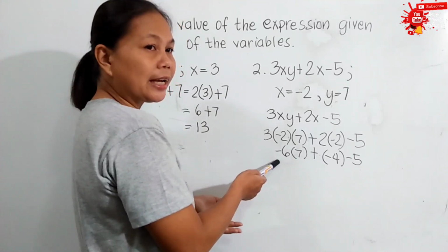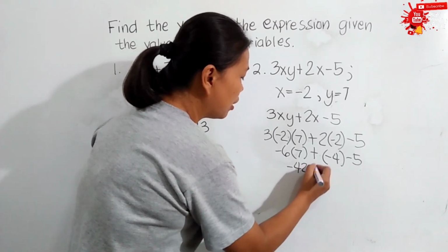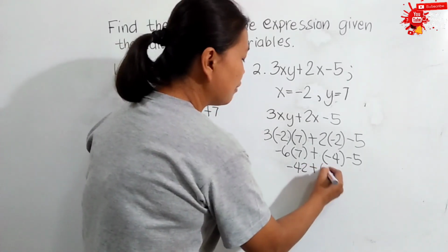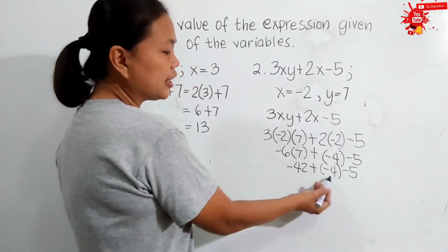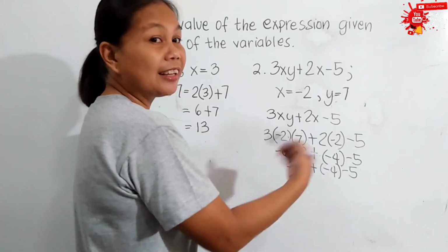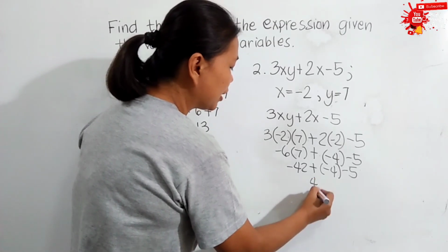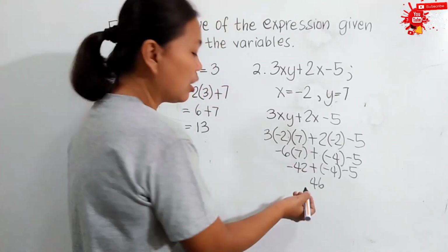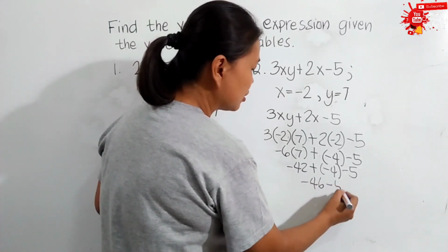So, we have here negative 6 times 7. So, we have negative 42 plus negative 4 minus 5. We are adding two signed numbers, or two integers, with like signs. So, we add their absolute values. 42 plus 4 is 46. Then, copy the common sign, which is negative. So, negative 46 minus 5.